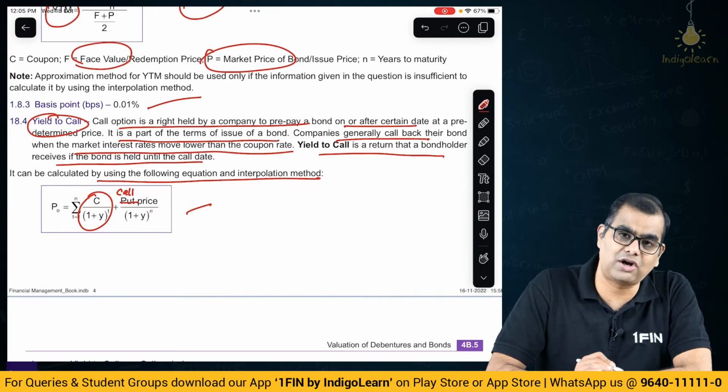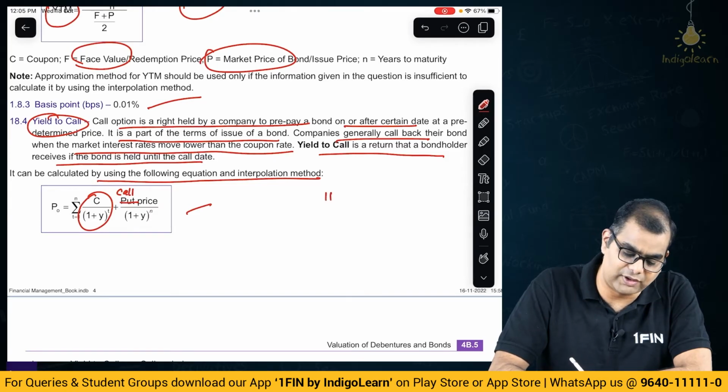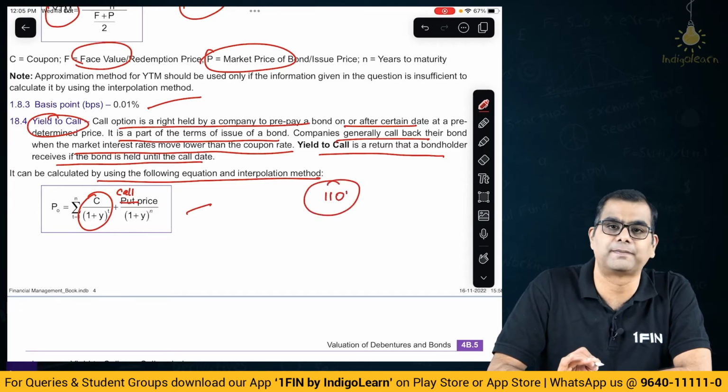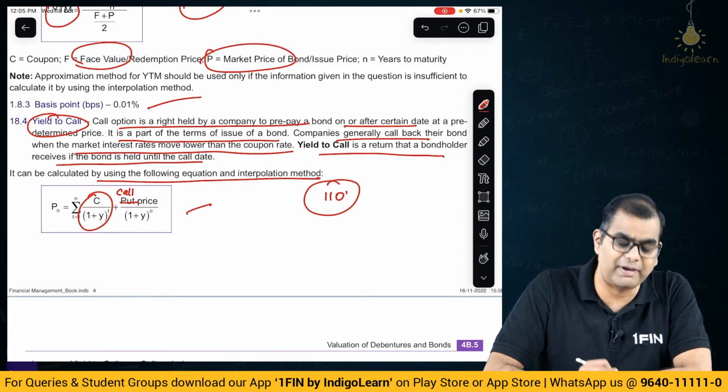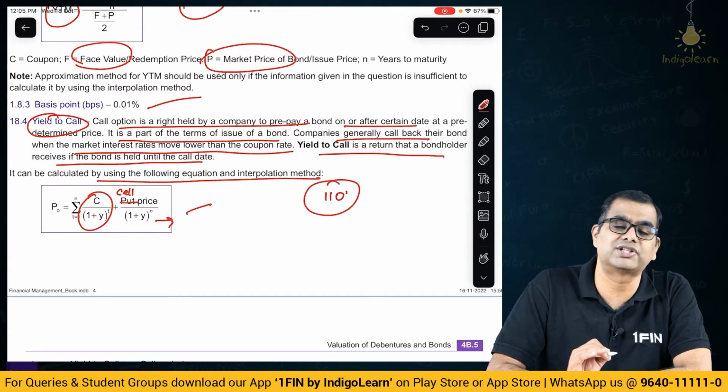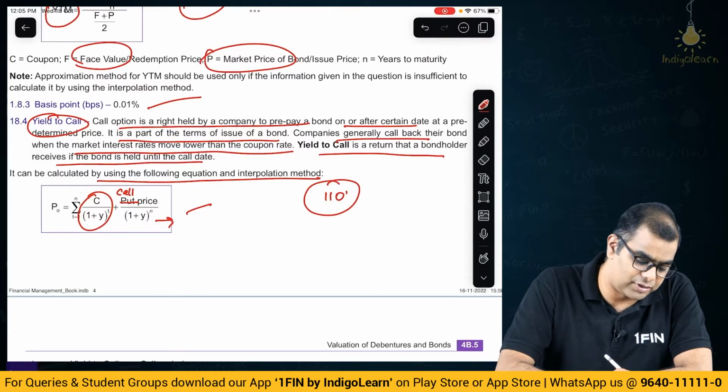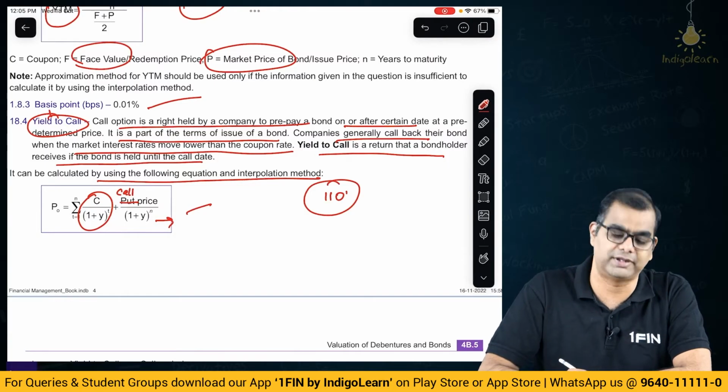Yield to call is the return that a bondholder receives if the bond is held until the call date. It can be calculated by using the following equation and interpolation method: the summation of all coupons, C by (1 plus y) power n, plus the call price by (1 plus y) power n. So, what is the call price? If you are going to buy it at 110, then at that price, this is the yield. This is the yield on such kind of a bond. You compute the yield on a callable bond by using this particular method.